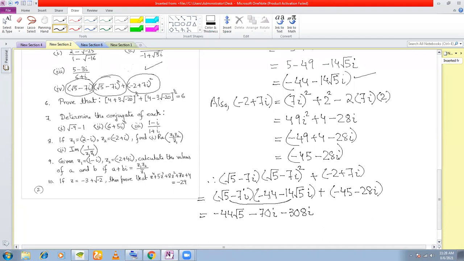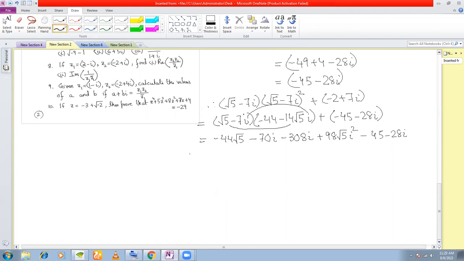And 7i into 14 root 5 will give you plus 98 root 5 i square, in fact, because you have an i and an i here, i square, right? And these you will write as it is, minus 45 minus 28i. Now you put i square is equal to minus 1.